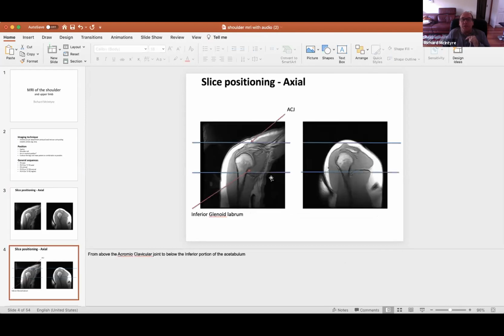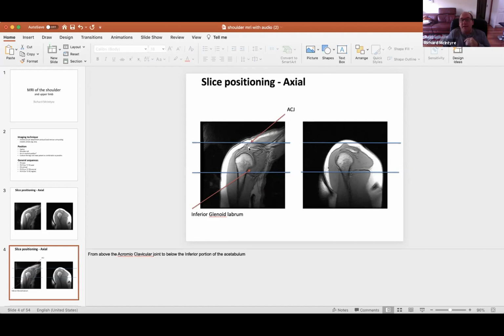As far as positioning goes, we go from below the glenoid labrum to above the acromioclavicular joint. Okay, and this is obviously the axial, and we go anterior and posterior to the joint. All right. Of course, if we're querying a lesion in the inferior part of the glenoid labrum, maybe we'd move that down a little bit because they've said nothing about the acromioclavicular joint.